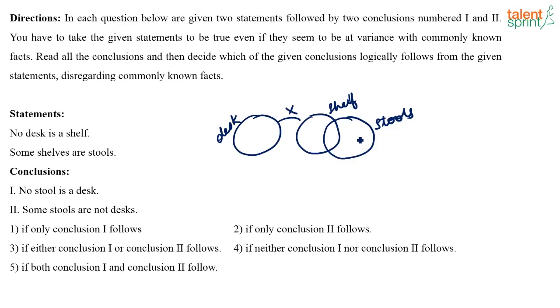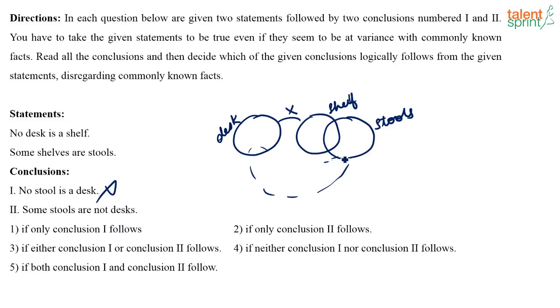No stool is a desk. I don't know for sure, right? I can't say for sure that no stool is a desk. See, there might be some intersection between the set desk and stools, right? Based on the given information, I cannot say for sure that this conclusion is true. So this is not a definite conclusion, so it does not follow.